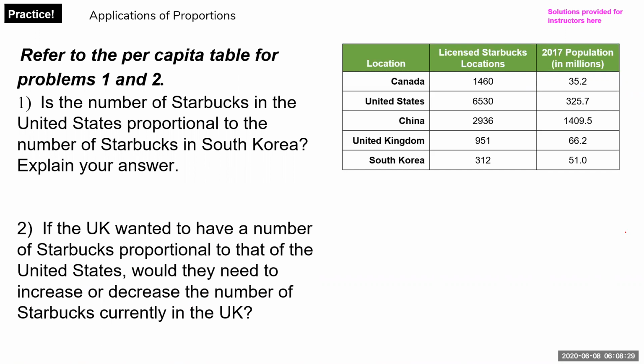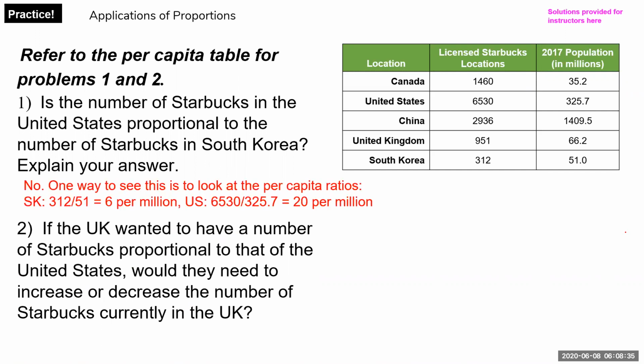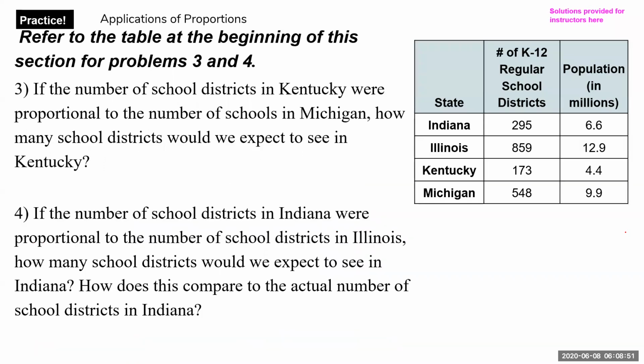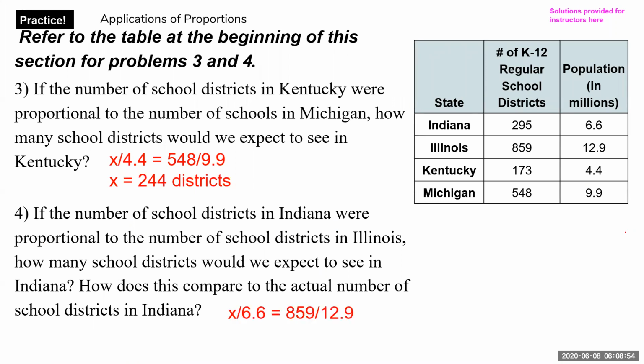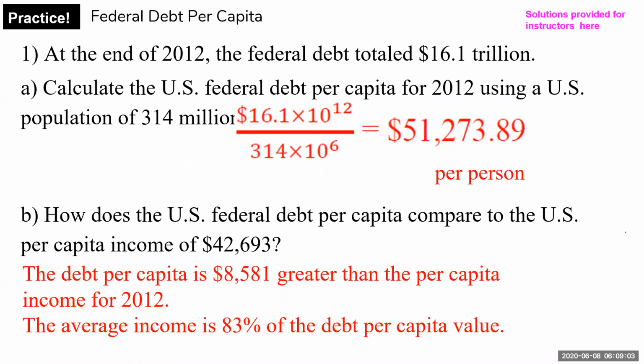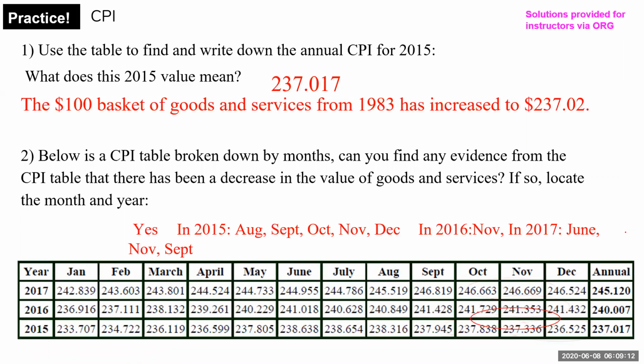For these practice problems, I'm just going to pop these answers out. Think through them, try them on your own, and compare your answers when you are through, and see how you did. These are practice problems for you to look at, and kindly let me know if you have any concerns or questions on any of these. That is all we need to cover under federal debt per capita and inflation and CPI.